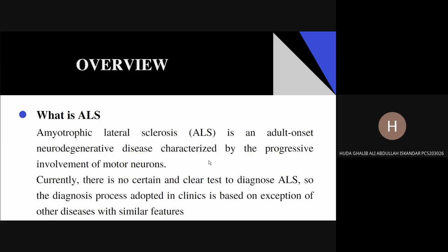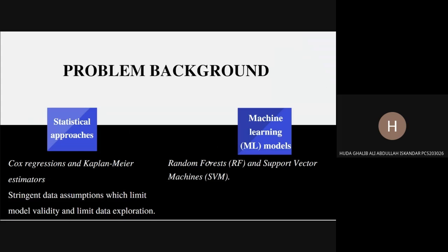Currently, unfortunately, there are no clear or certain tests to diagnose such a disease. So the only medical way to diagnose it is by excluding other similar diseases with similar features. For the problem background, previous prognostic studies in ALS use traditional statistical approaches.